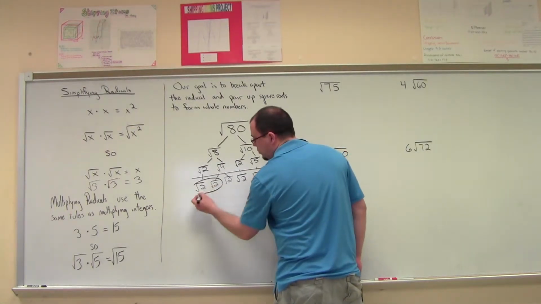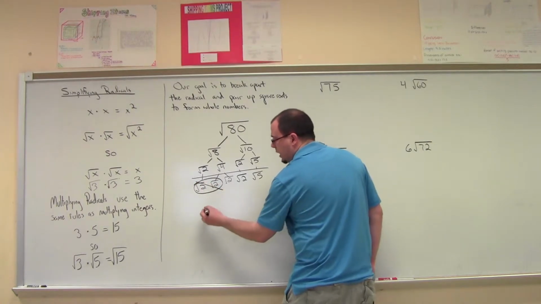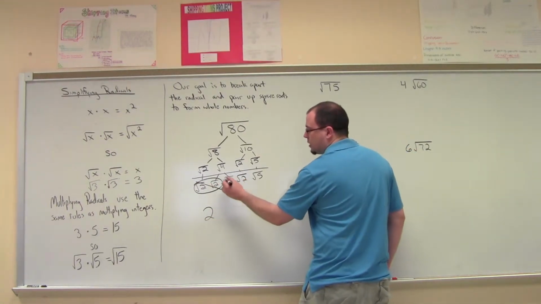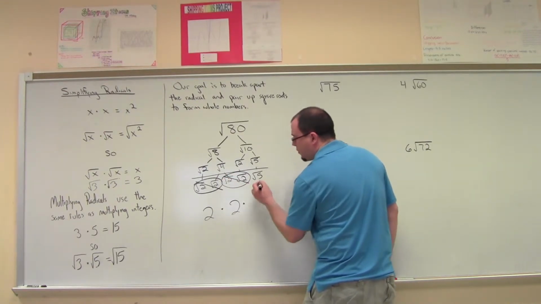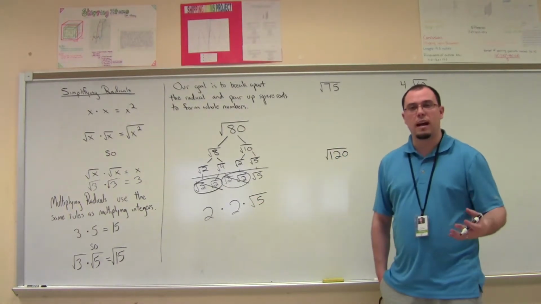So these radical 2's are the same. A radical 2 times itself will equal a whole 2. Same thing here. A radical 2 times itself will equal a whole 2. And then I also have a radical 5 left over. So when I'm done, I have 2 times 2 times radical 5.